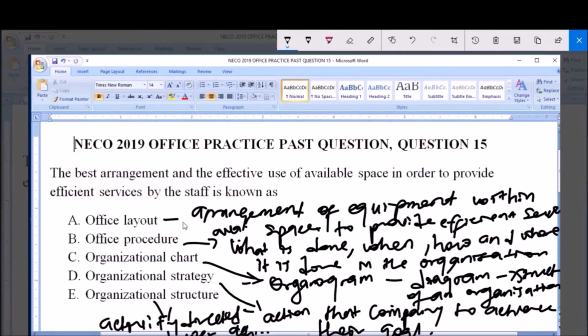Now from the options you will see that A, office layout, is the answer to this question. That is, it is the arrangement of equipment, using the available space, to provide efficient services. And the question says the best arrangement and effective use of available space in order to provide efficient services by staff is known as dash, and that is office layout, option A.